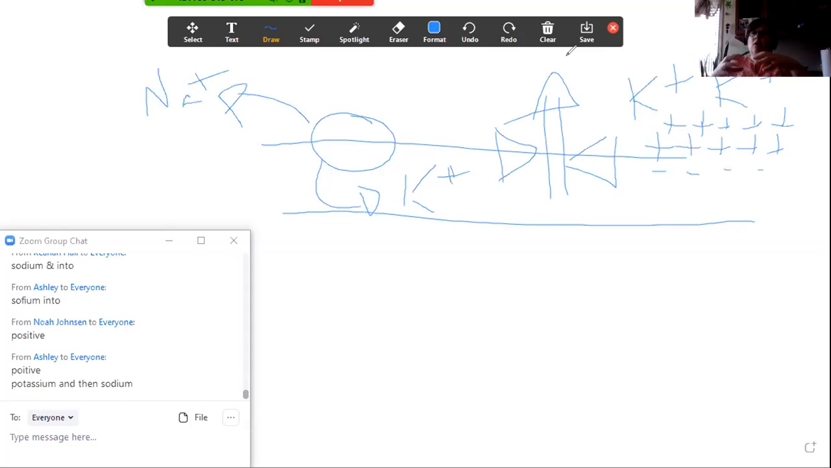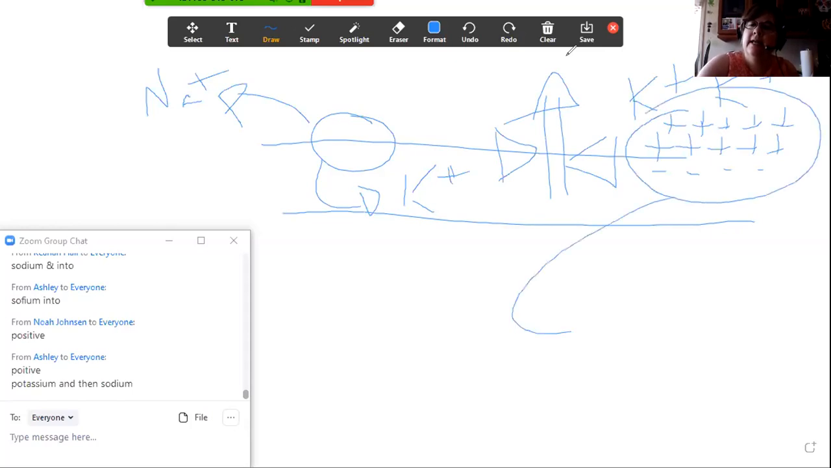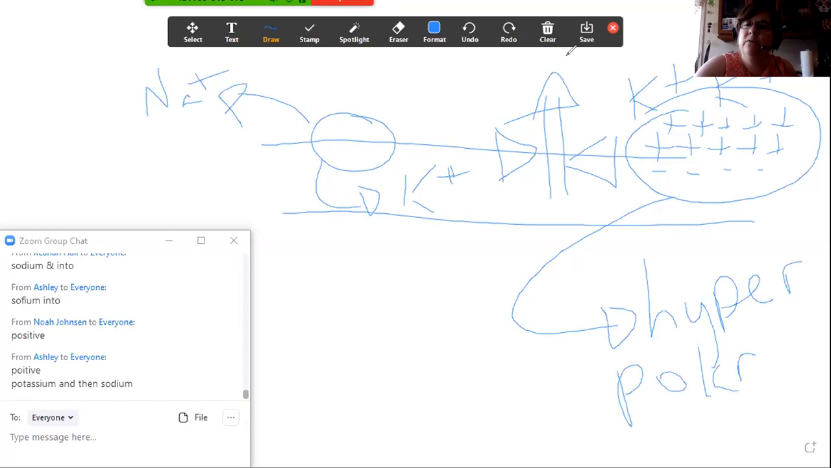Well, when we have more than something, we call it hyper. So this state where we have too much positive on the outside is referred to as hyperpolarized. So that little section of the graph that we were just looking at is hyperpolarized. Too much positive sitting on the outside.